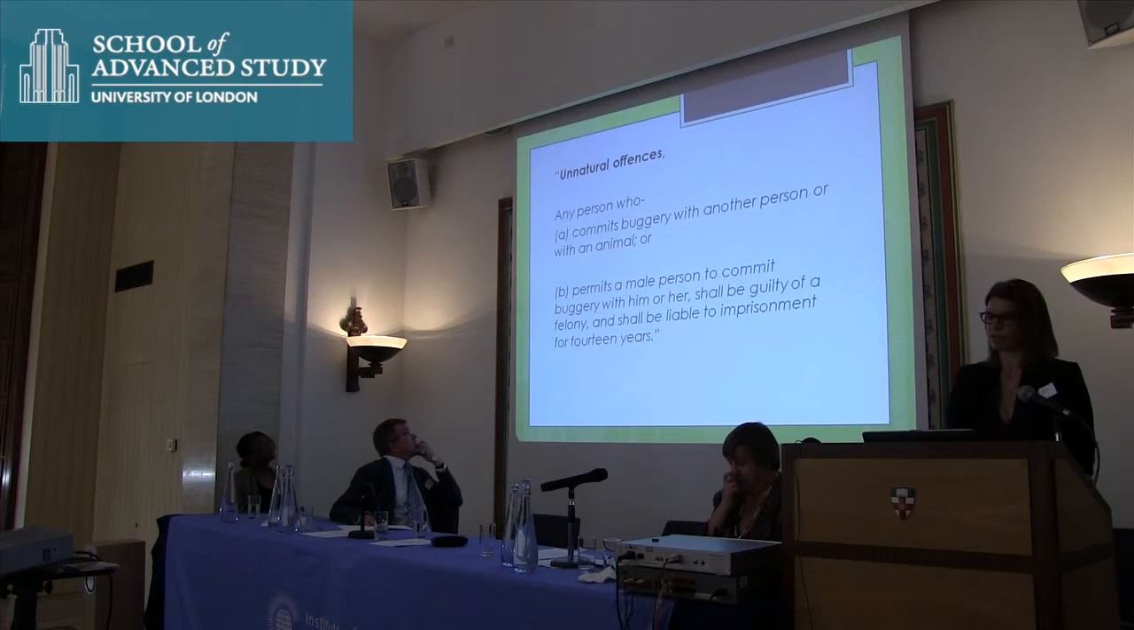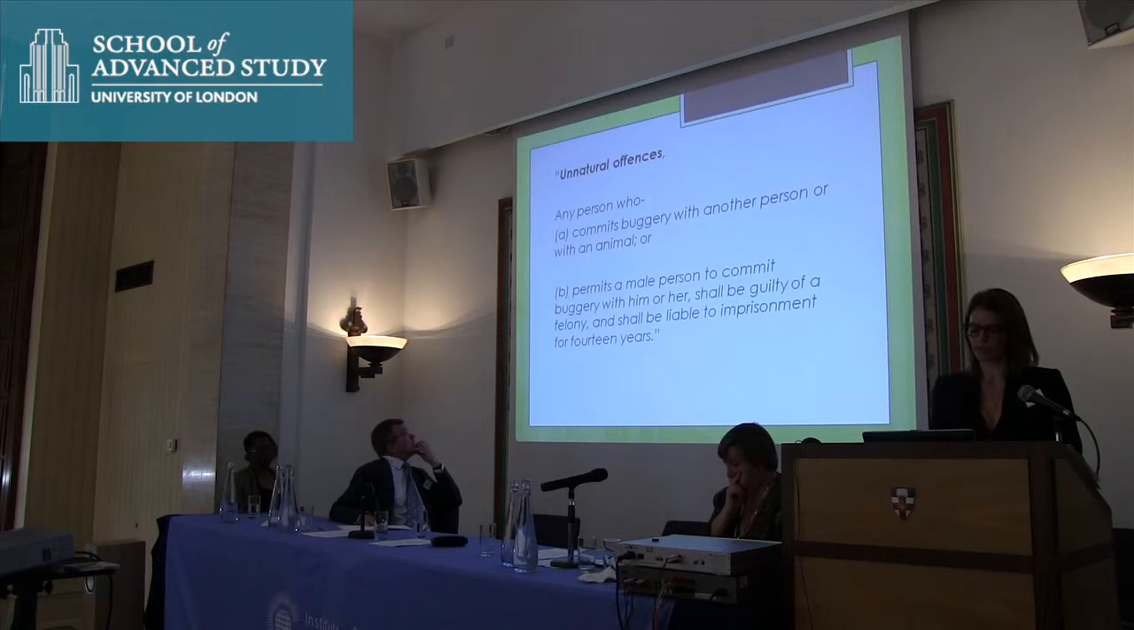Another aspect of sexual offences laws that continue to persist around the Commonwealth come under the category of unnatural offences, a term coined in Victorian times, and provisions along this line exist in many countries still. So any person who commits buggery with another person or with an animal, those are lumped together, and any person who permits a male person to commit buggery shall be guilty of a felony. And we'll come back to the terms of imprisonment in this example, and this is relatively common. A maximum term of imprisonment is 14 years.